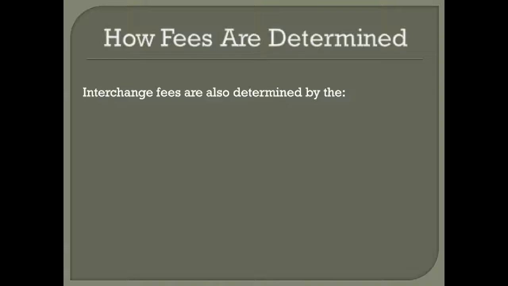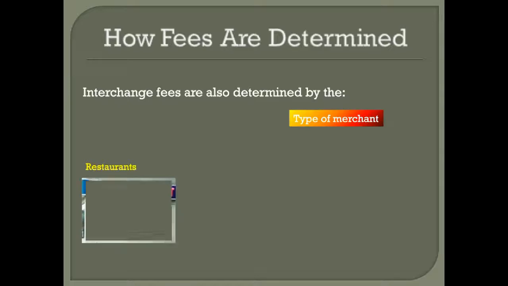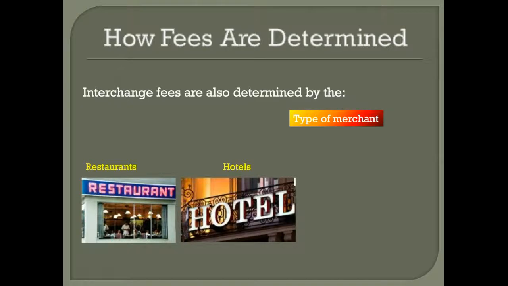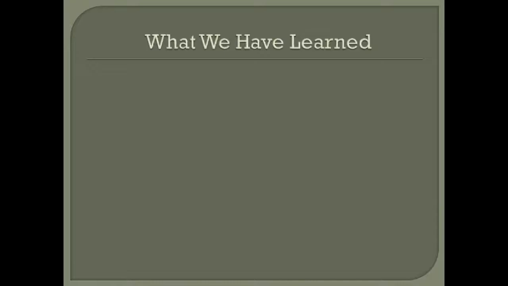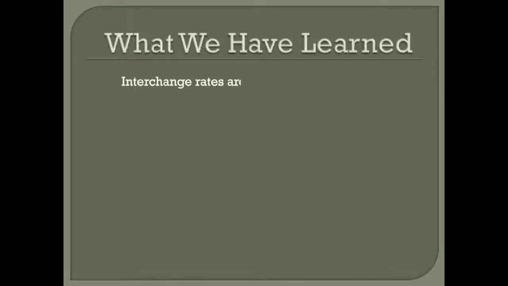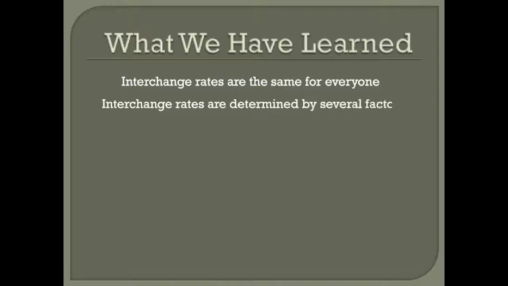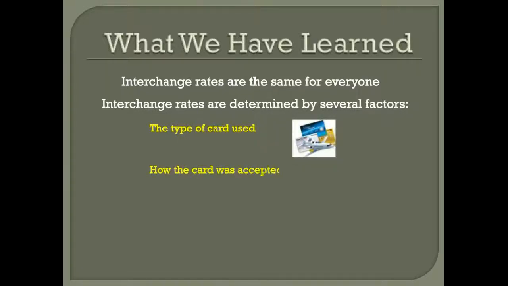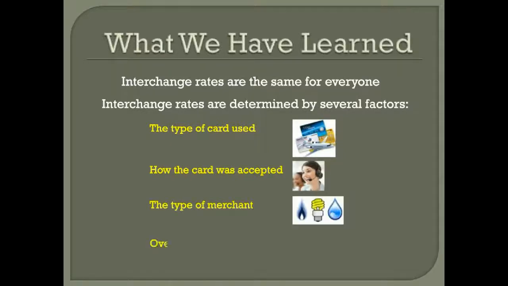Fees are also determined by the type of merchant. Examples are restaurants, hotels, utilities, and others. So far, we've learned that interchange rates are the same for everyone, and that several factors determine what the rate is for any transaction: the type of card used, how the card was accepted, and the type of merchant. In combination and along with other factors, there are over 100 rate categories used to determine each transaction's rate.